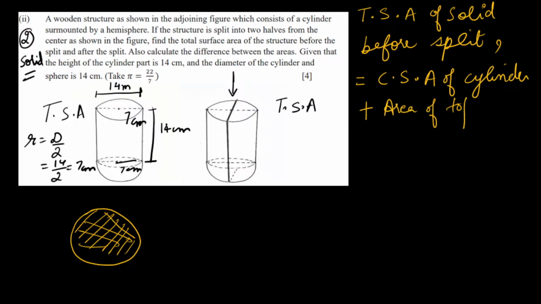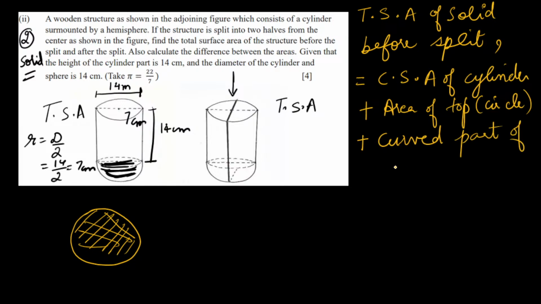So top is what? Circle. So area of top you have to add, that is circle, plus now curved part of the hemisphere, this part, curved part of hemisphere, because in total surface area you have to add all the surfaces. So this is one surface. So CSA, only curved part of hemisphere. So these are the surfaces which you have to add before split.